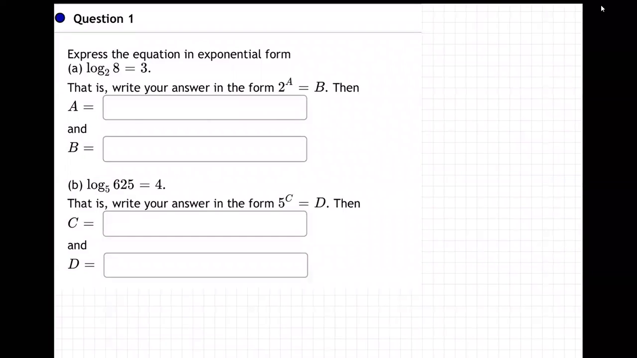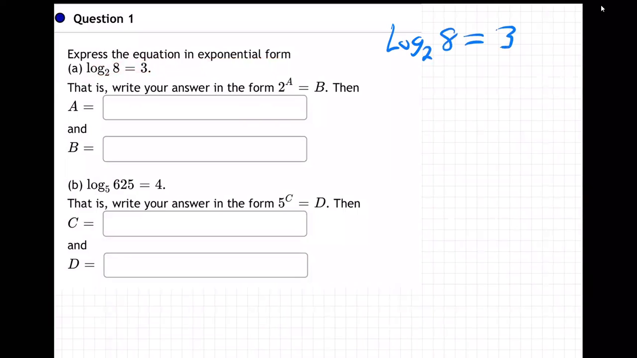Okay, so on this question, they're asking us to express the equation in exponential form. So they're giving us this logarithm. Let me write it over here. Log base 2 of 8 equals 3.